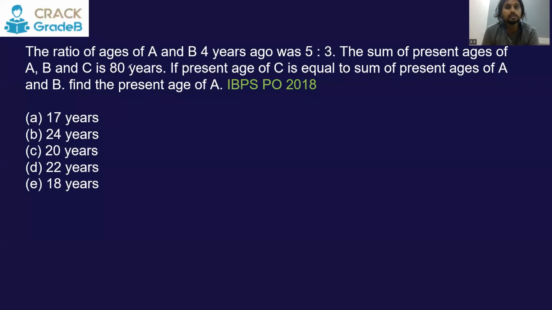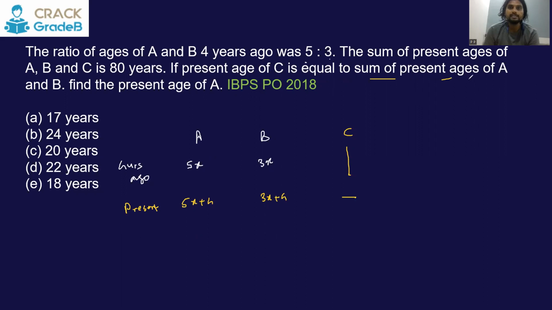The ratio of ages of A and B 4 years ago was 5:3. A, B. If A was 5x, B was 3x. When? 4 years ago. That means presently A is 5x plus 4 and B is 3x plus 4. Those are their present ages. Also, there is another person C. The present age of C is equal to the sum of the present ages of A and B. So the sum here is 8x plus 8. So C has to be 8x plus 8 years old.